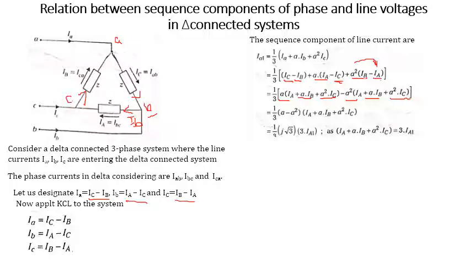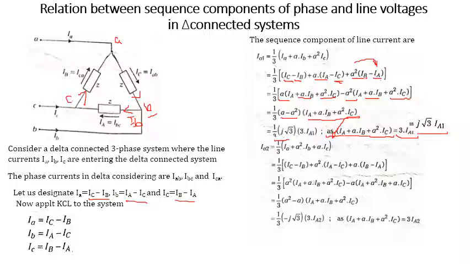Simplifying, the common term is A minus A square, multiplied with IA plus A into IB plus A square into IC. Consider that IA plus A into IB plus A square into IC can be written as 3 times IA1. We know that A minus A square is minus j root 3. Hence we will get the final result: minus j root 3 times IA1.